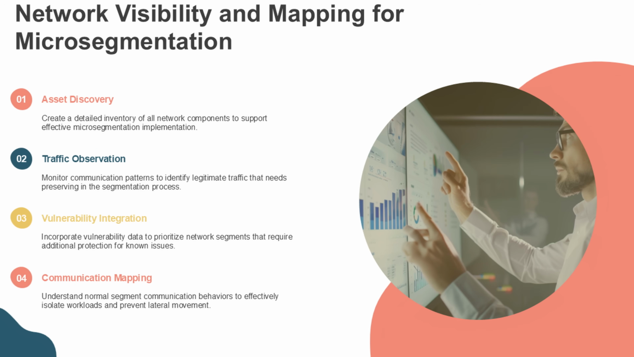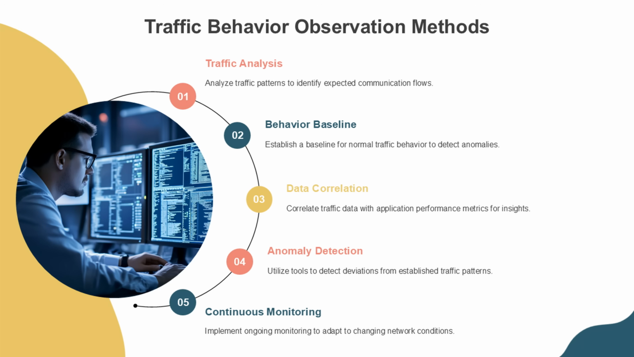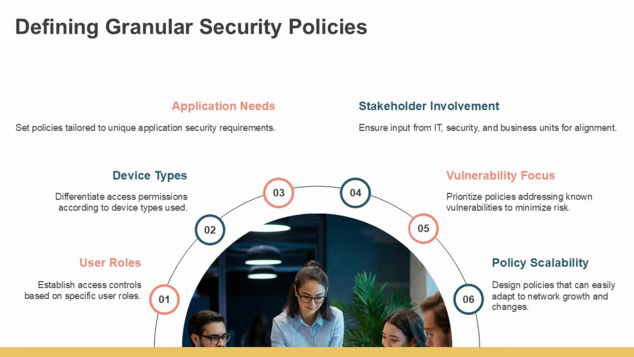Before implementing microsegmentation policies, organizations must gain comprehensive visibility into their network architecture and traffic patterns. Asset discovery and mapping are essential to create an accurate inventory of all network components, applications, and their interdependencies. Traffic behavior observation helps identify legitimate communication patterns that must be preserved while blocking unnecessary pathways that attackers could exploit. Vulnerability data integration enhances segmentation strategies by highlighting which segments contain vulnerable systems requiring additional protection.